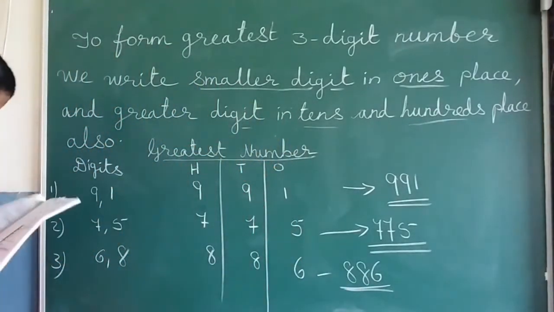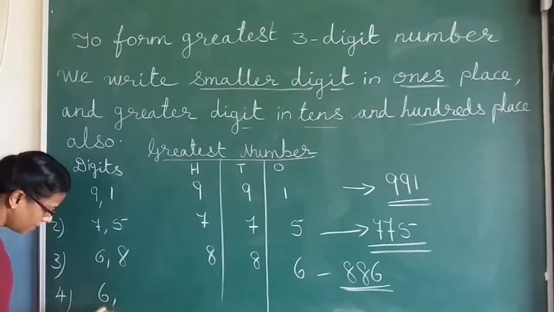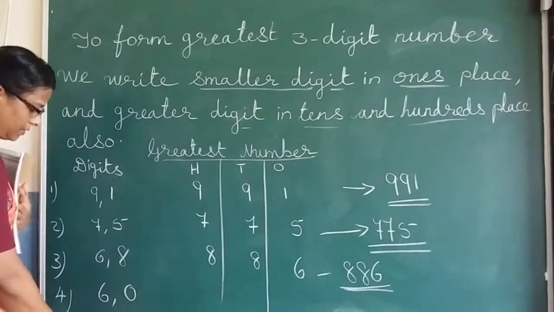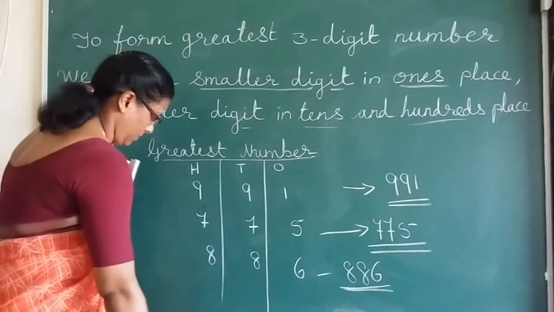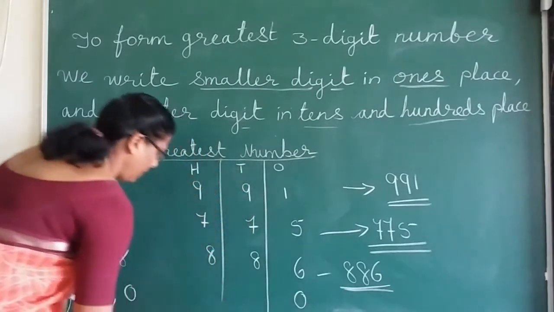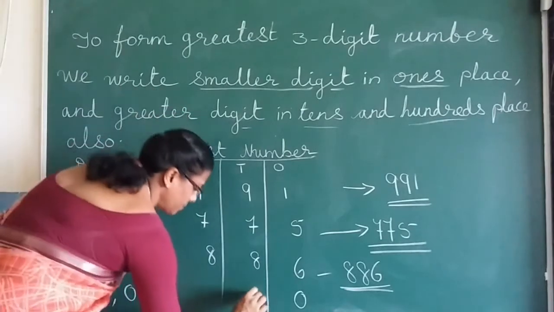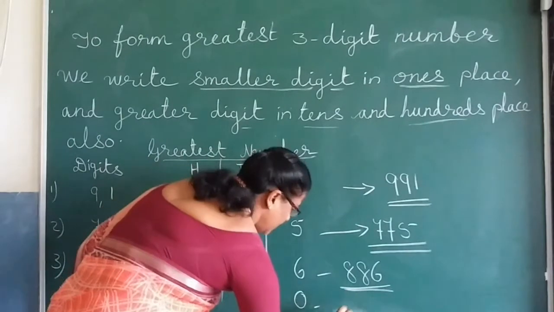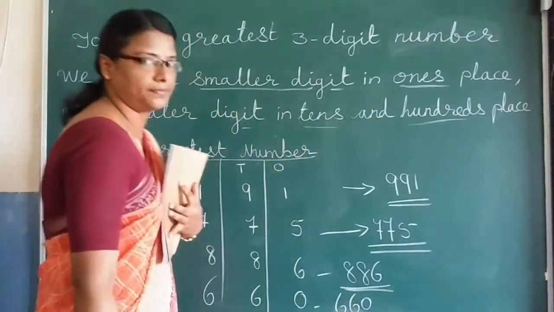One more example. 6 and 0. Here, the smaller digit is 0. We write 0 in ones place. The greater digit 6, write in tens and hundreds place. 660 is the greatest number.